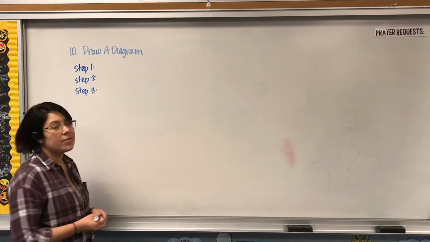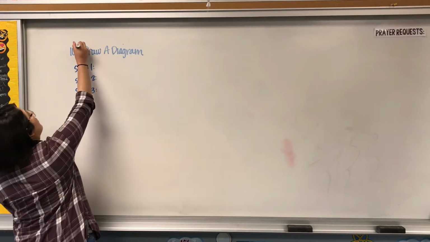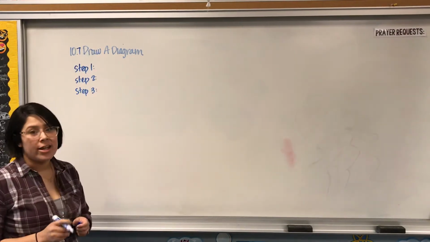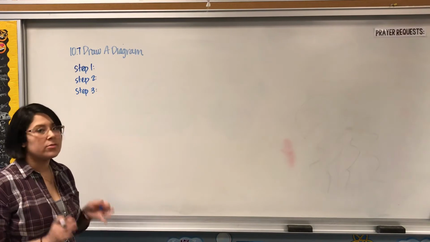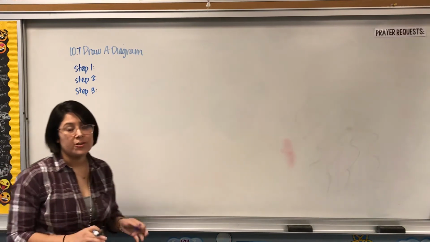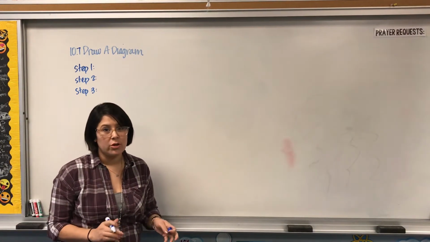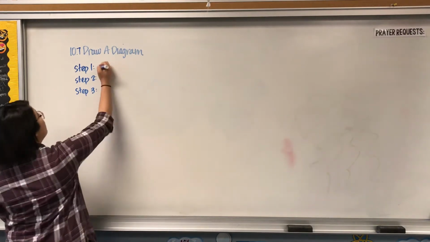So 10.7, drawing a diagram. So there's always 3 steps. What's the first step? What do you know? So let's write that down.